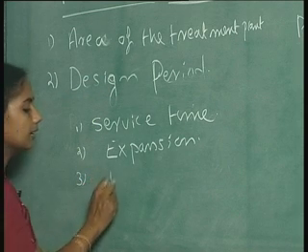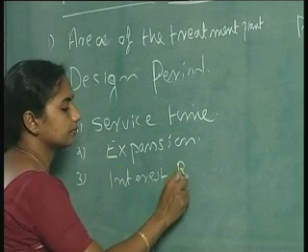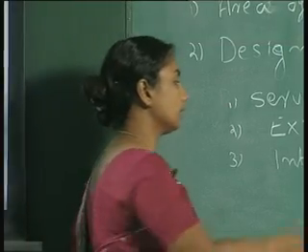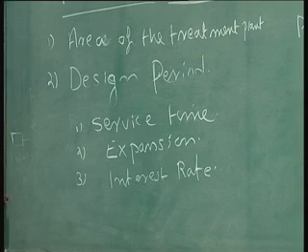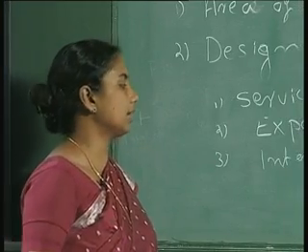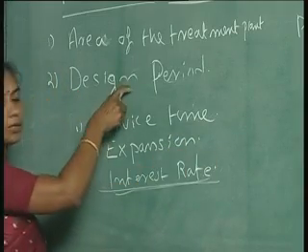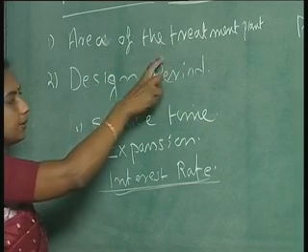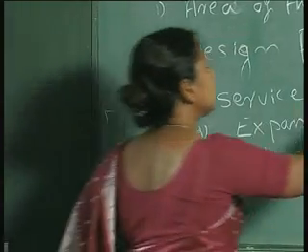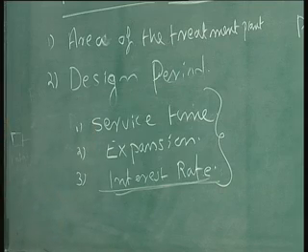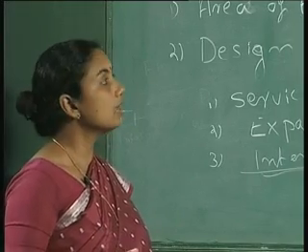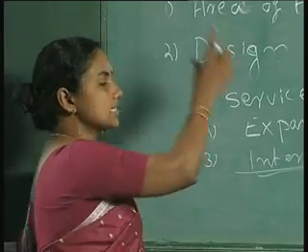And the third one is the interest rate. If the interest rate is very high, then what will happen? We are investing a lot of money for the treatment system, and if the interest rate is very high and you design it for a long period, the cost involved will be very, very high. So, if the interest rate is very high, it is advisable to go for a shorter design period, and if the interest rate is low, then we can go for a long design period. These factors should be considered whenever we decide the design period. Whenever we talk about water treatment facility design, this design period is very, very important.